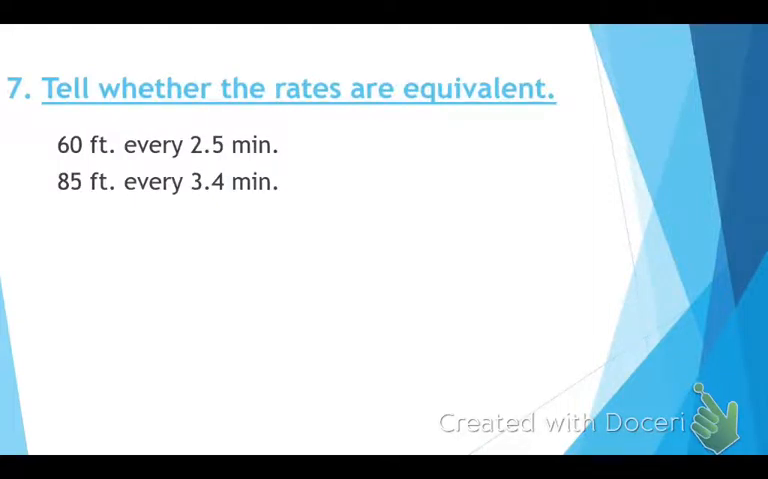Number 7 is asking you to tell whether or not the rates are equivalent. There's a couple different ways you can do this. You can either do it by finding the unit rate of each one or by doing cross products. I do not care which way you do.